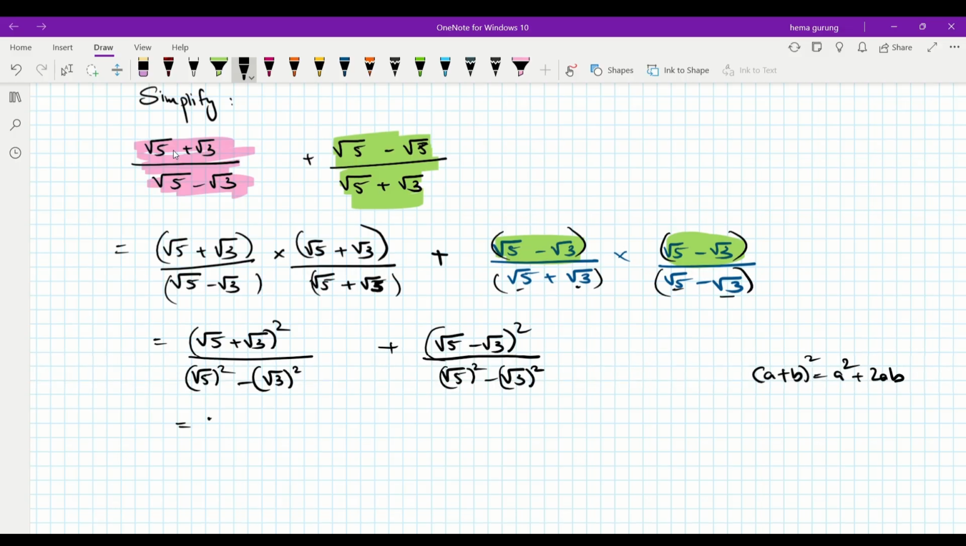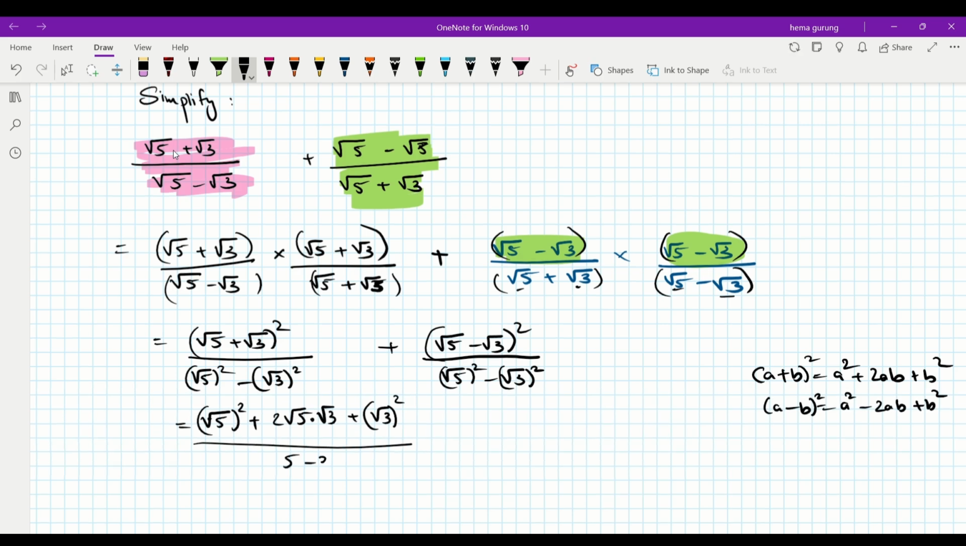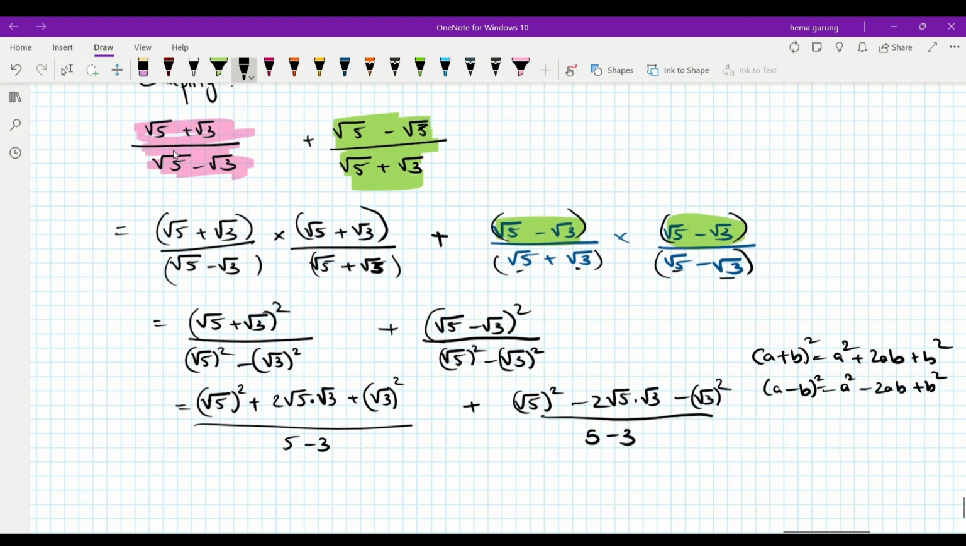It is a² + 2ab + b². Similarly, what's (a − b)²? It is a² − 2ab + b². So if you see here, it's (5 + 2√5√3 + √3)² on top, and down I can write 5 − 3. Similarly here, (√5)² − 2√5√3 + (√3)² divided by 5 − 3.